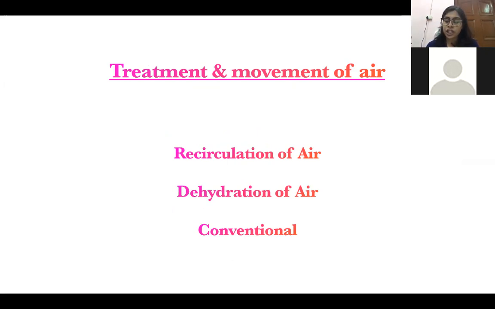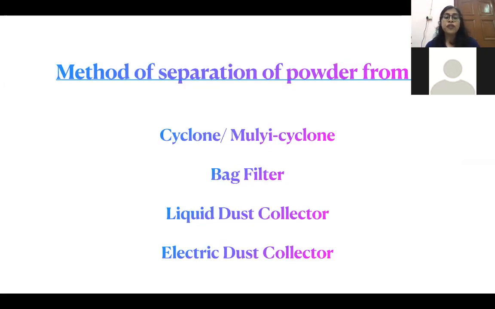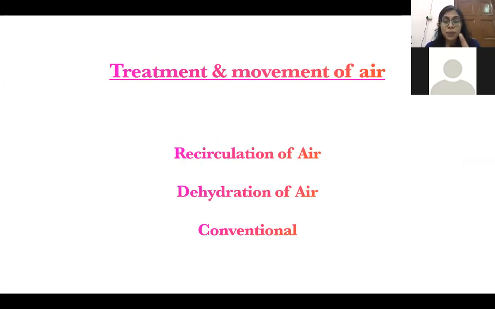Then comes dehydration of air. Dehydration of air is mostly used in the liquid dust collector, because here sublimation takes place. So once the air comes in touch with the liquid dust collector, its moisture content increases, then it is dehydrated and then reused. And then comes the conventional form. What happens in the conventional form? Air is taken out and thrown out. The same air is not circulated time and again. Okay, clear?